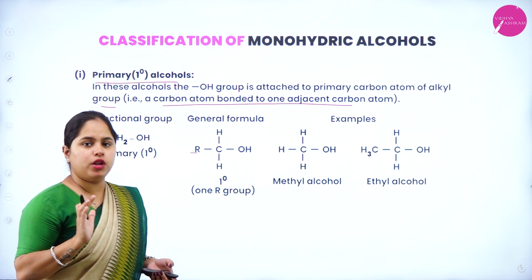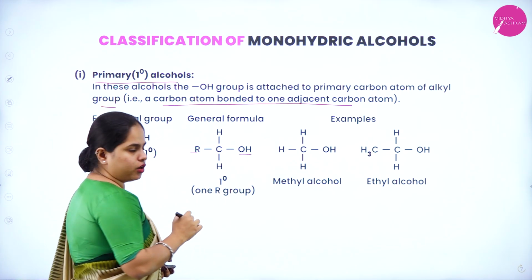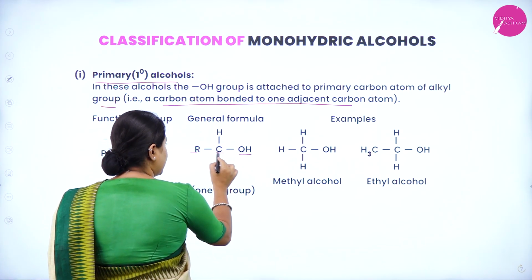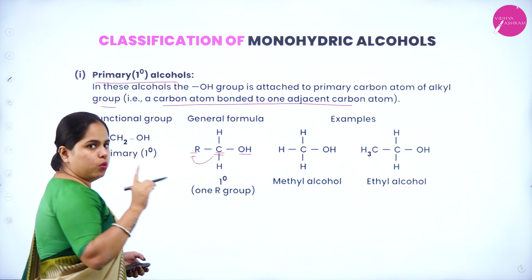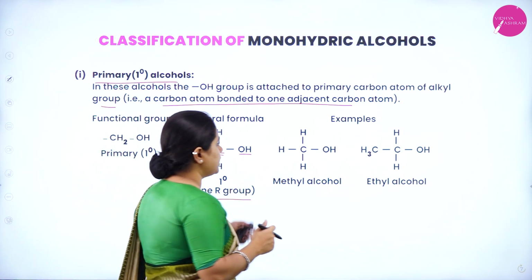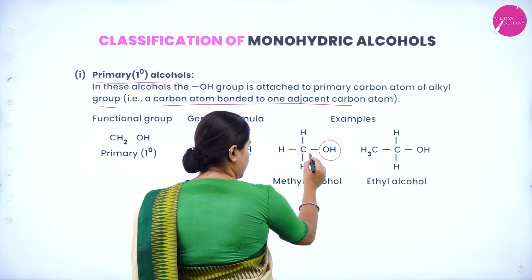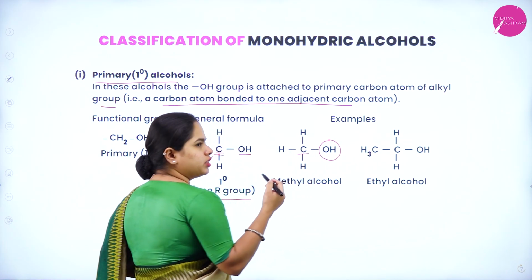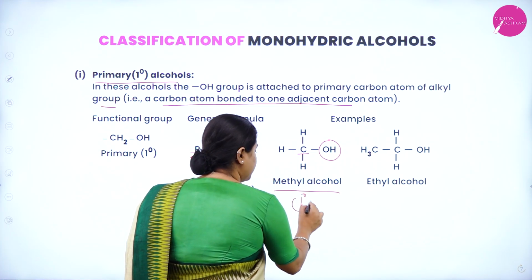So the general formula of how to represent it is, as you can see, this is the hydroxyl group, and this is the carbon atom which is directly attached to it, which is further attached to only one carbon atom. So this is primary alcohol. Now in this case also, as you can see, the hydroxyl group is attached to this carbon atom which is further attached to 3 hydrogen atoms, right? This is methyl alcohol, this is also primary alcohol.